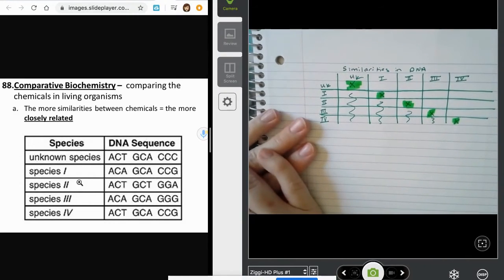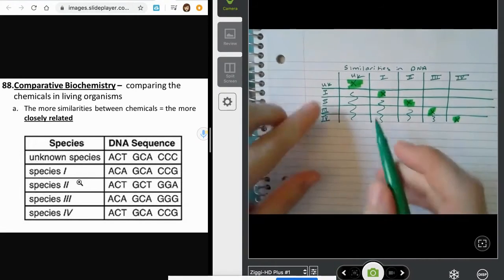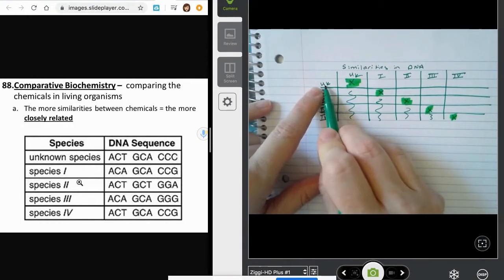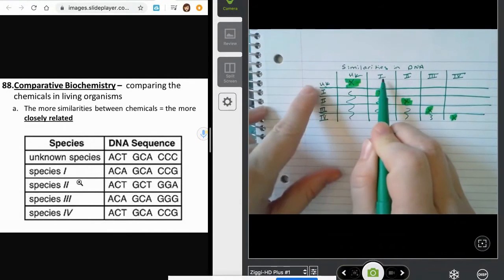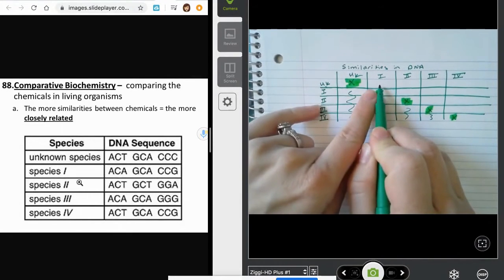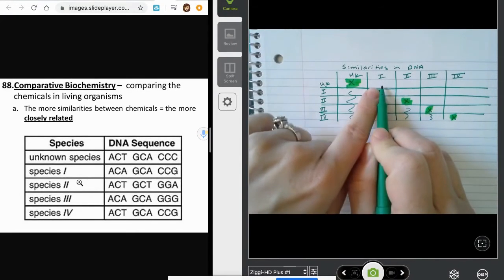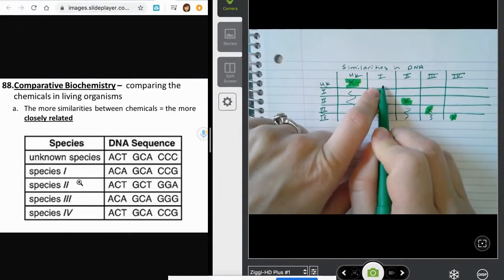Okay, so now it's time to count. This is honestly kind of fun. I'm going to compare the amount of similarities between species 1 and the unknown. It's like Punnett squares. You pull the side and the top together. The more similarities they have, the more closely they are related in evolution. That is a key point for this lesson.